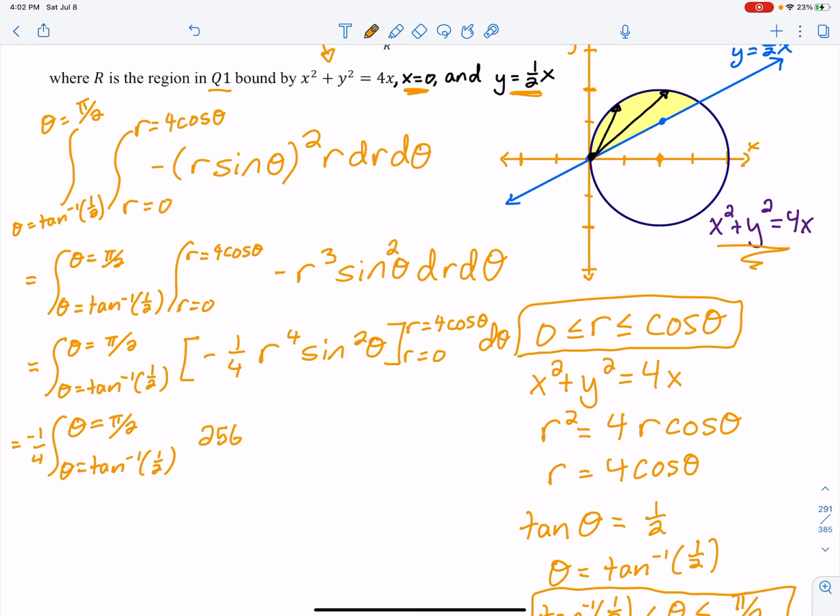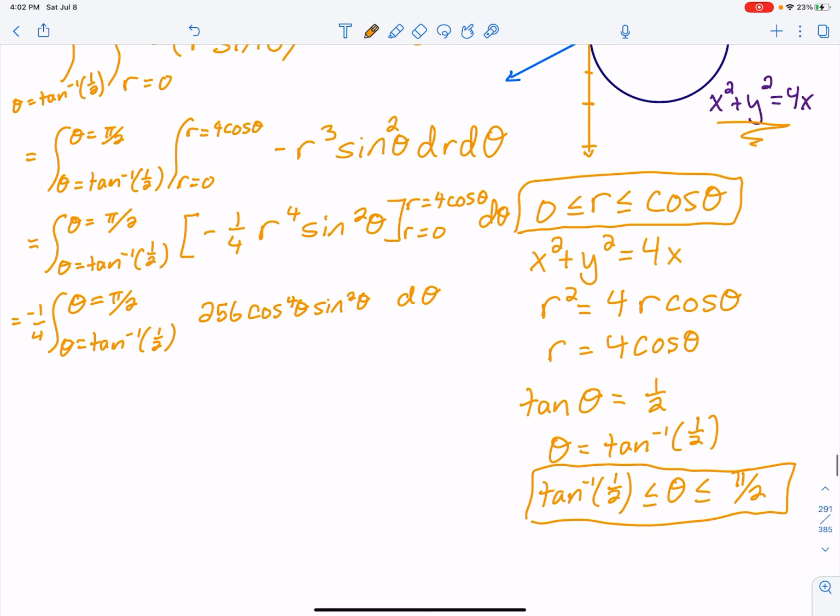256 times sine squared theta. That's plugging in, oh, we forgot the cosine. So we've got to plug in cosine. We're going to have cosine to the 4th theta, and then sine squared theta. I wish that cosine wasn't there. It would make our life easier. So that's plugging in 4 cosine into r. Plugging in 0 would just make it go away, so now I have a d theta.